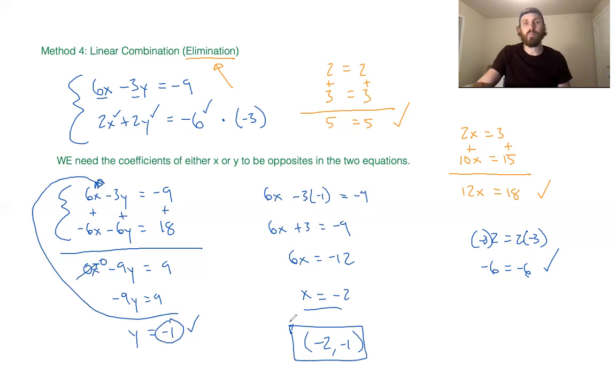Okay, so we will practice linear combination and elimination more. But what you want to know is that you need the coefficients of either both the x's or both the y's to be opposites in the two equations. Then you can add the two equations and eliminate that variable, and then you're well on your way. So once you know how to do it, it's actually very efficient and beautiful.